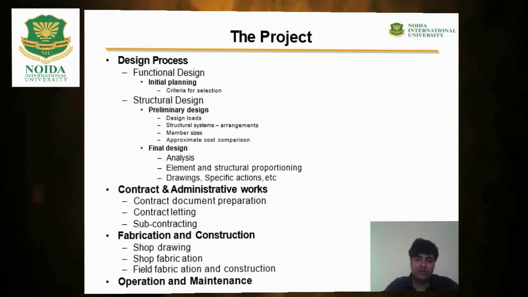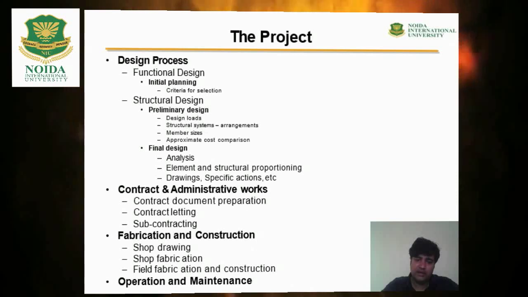Then after we are done with all this analysis and the structural and element proportioning, we have to get the proper design, drawing, and specifications, which are given in the foolproof design. That is the design process we have to deal with. These are the two parts: the functional design and the second one, the structural design. Now, the second component of the particular project is the contract and administrative work.